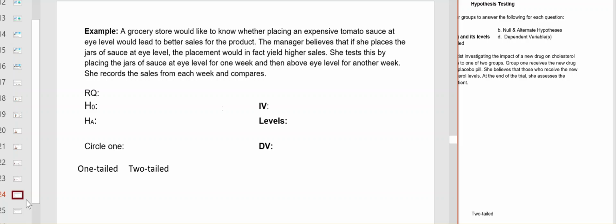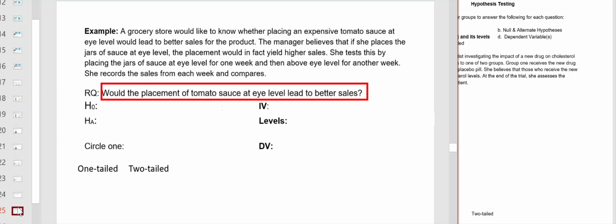So think for yourself for a moment, what would be the research question? What is the overarching question, the big question that's being asked? Now in this case, the answer is right here in these first two sentences. If you can summarize this in one way or another, it will provide you with an answer. And so in this case, would the placement of tomato sauce at eye level lead to better sales? That's the research question.